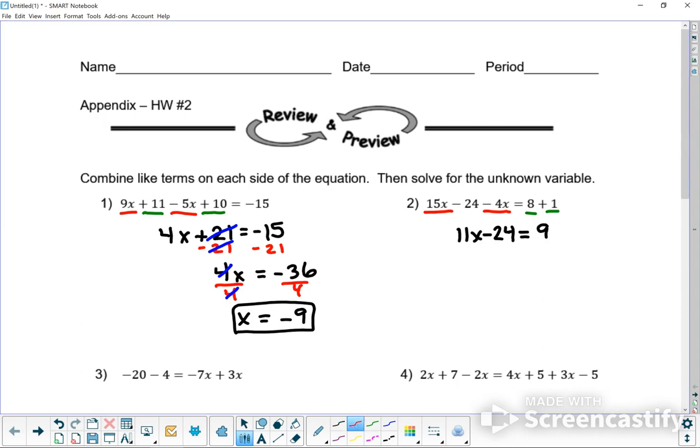And now I'm going to add 24. It's going to cancel this out. I'll have 11x equals 24 plus 9, 33. I'm going to go ahead and divide it by 11 because 11 is being multiplied there. That's going to cancel the 11s, and I'm going to get x equals, and you've got to figure this out, 33 divided by 11 is 3.